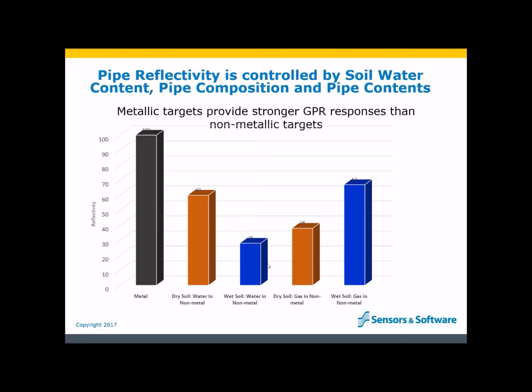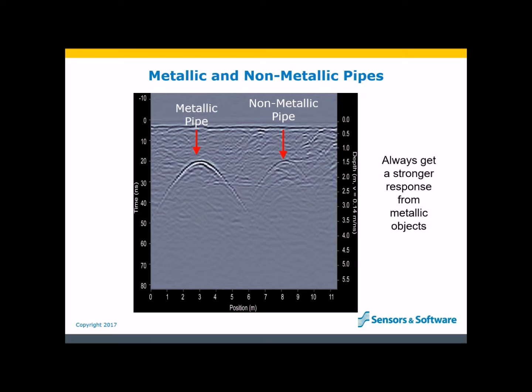Okay, let's look at an actual utility data example. Here you see theory in reality. One hyperbola has a significantly stronger response than the other. Since they are at the same depth in the same soil, we assume the attenuation is similar for both. So the only explanation for the difference in signal strength is the composition of the utility or the material inside the utility. So in this case, one interpretation may be that the pipe on the left is a metal pipe and the pipe on the right is a non-metallic pipe.